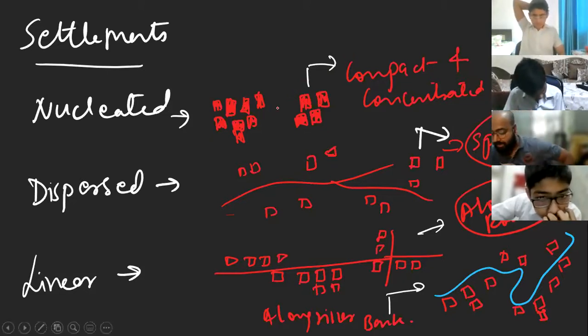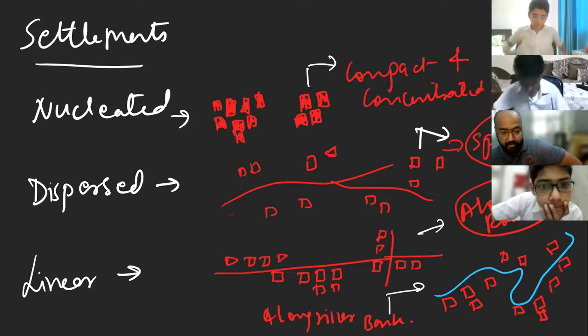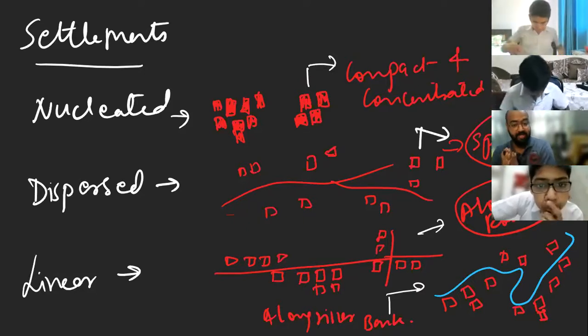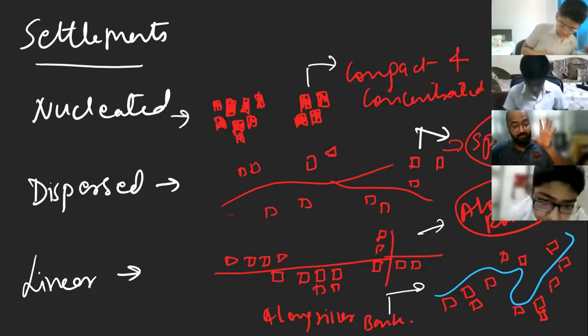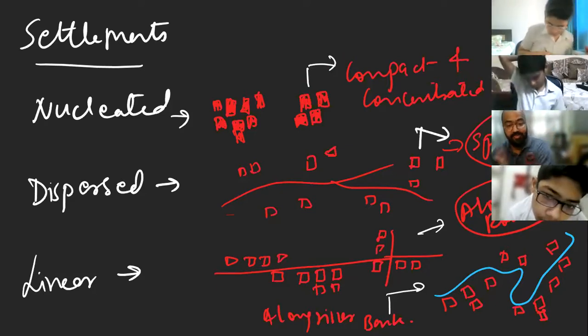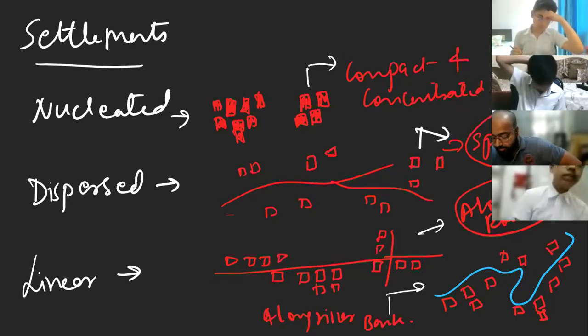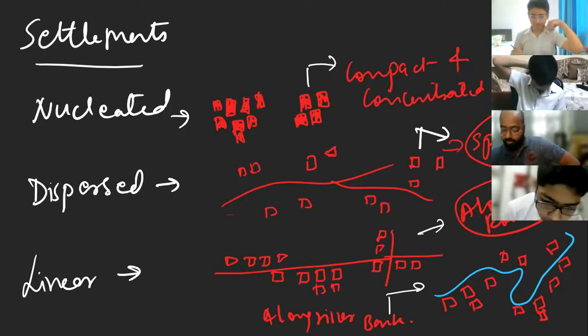Please underline: these consist of houses which form compact and concentrated settlements. It is indicative of generally fertile plains. That means if the plain is fertile, people will be involved in agriculture, so the population in this area will be more. And valleys where the land is productive and can support a large population.